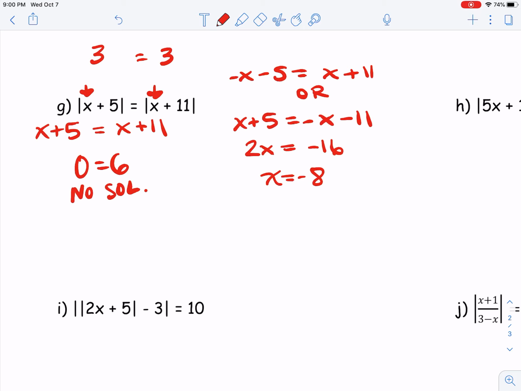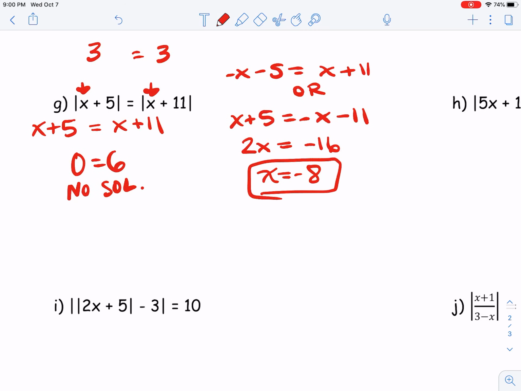So 3 equals 3. Bless you. That was my dog just came in. So this is, in fact, a solution to this equation.